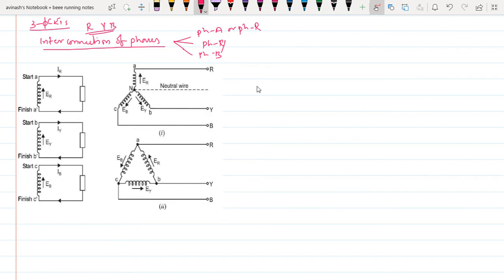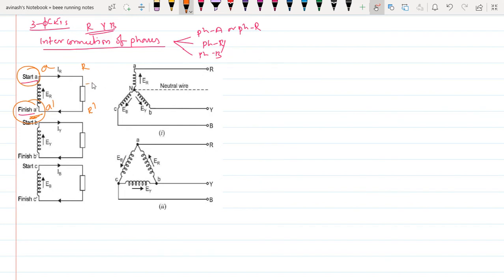You can see here, this is the starting point and this is the ending point of each phase. Hope you can see this point. The starting point is denoted by A or R. The ending point is denoted by A dash or R dash.